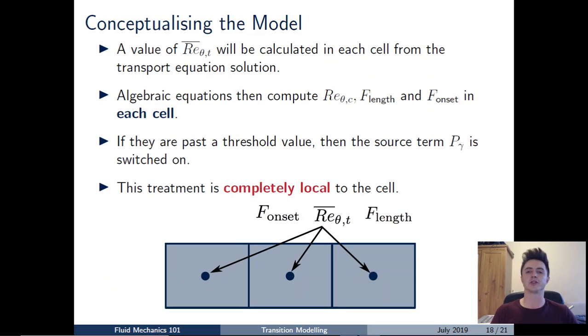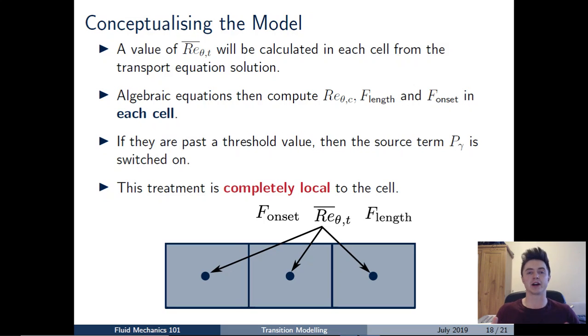So just a final little bit to help you conceptualize the model and think about what's going to be going on. What we'll end up with is a value of Re-theta t with the overline calculated in every cell in our solution domain. And this is of course a local model because we're going to have a value in every cell, whereas the empirical and the experimental models we saw before, we only calculated a single value on the wall.